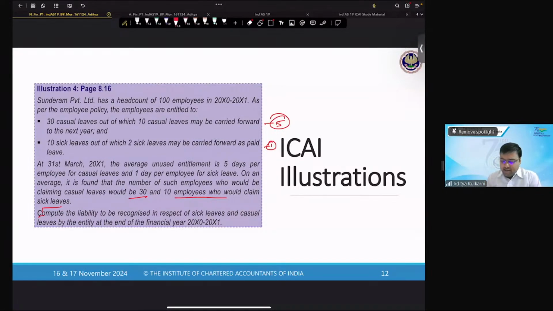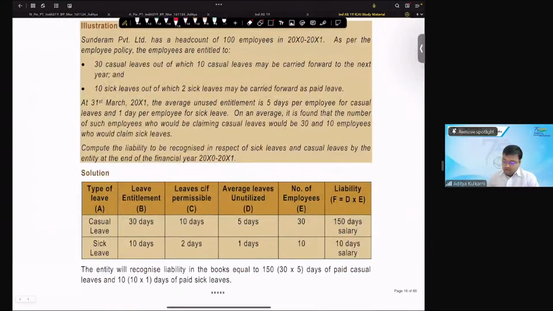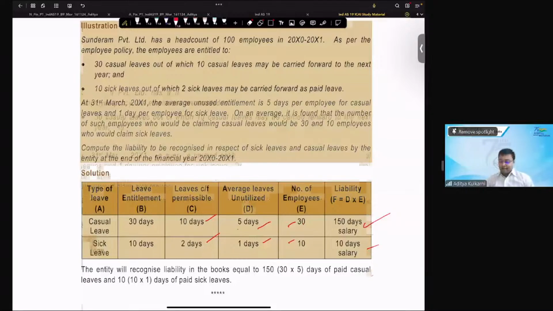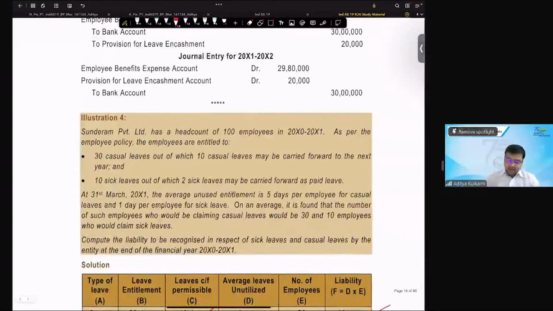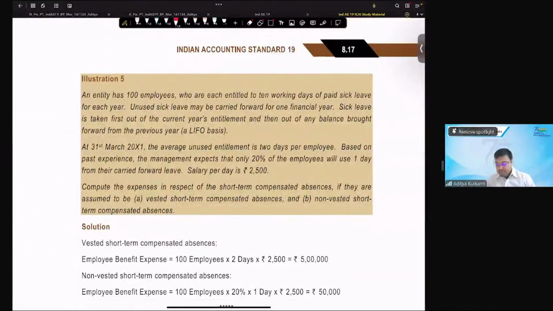So very simple, there is no figure as such here. What they are trying to say is leaves carry forward permitted is 10, 5 days. So 30 into 5, 150 days salary will be the provision you will make for casual leave. 10 days salary, you will be making a provision for sick leave. That is your estimate. Okay. So we are now moving towards a more practical manner of doing the workings. Okay. All right. Next.